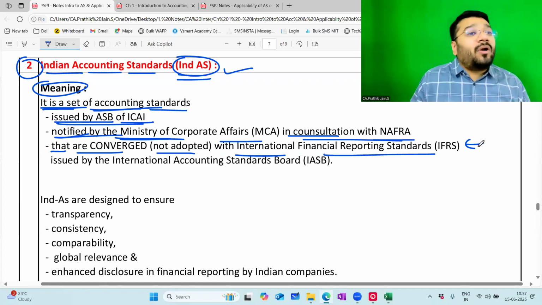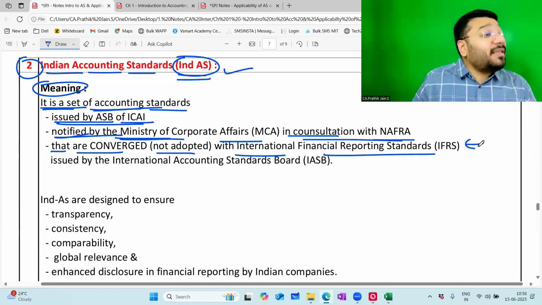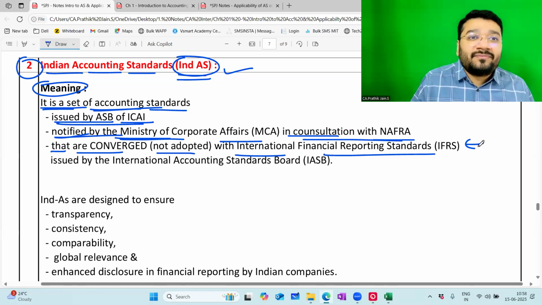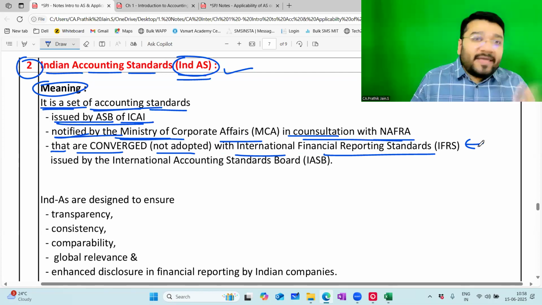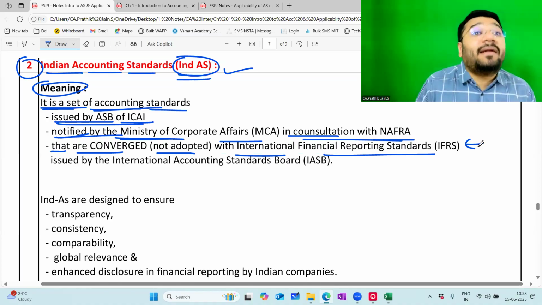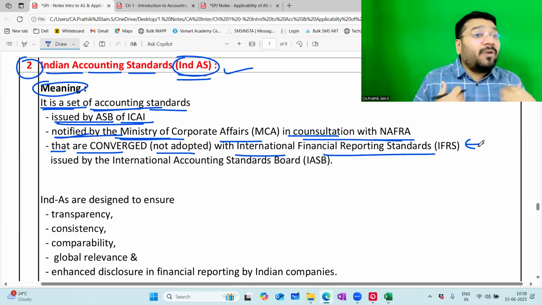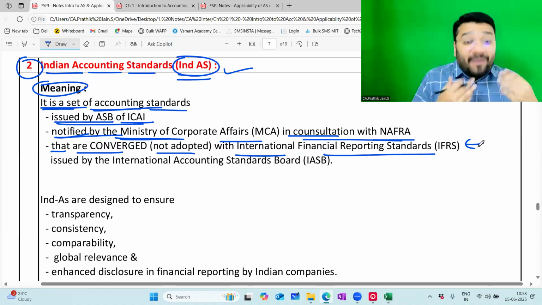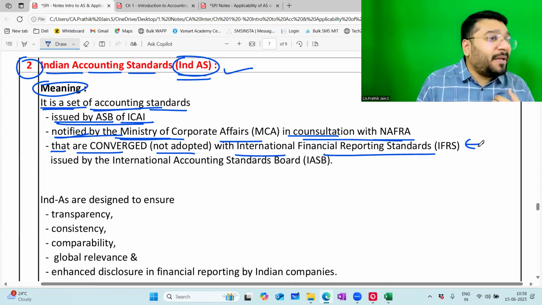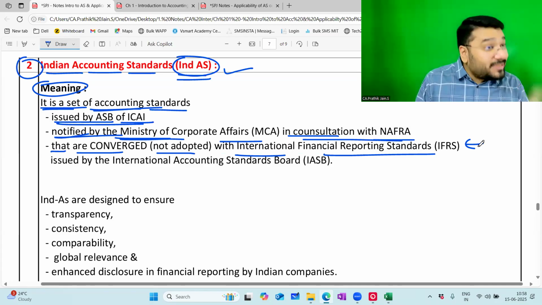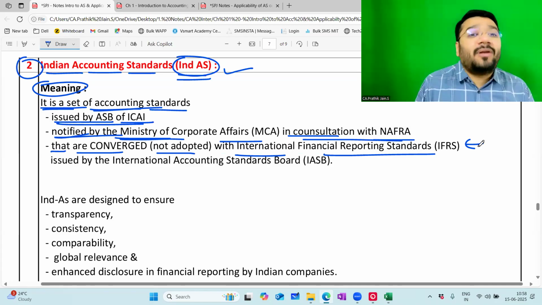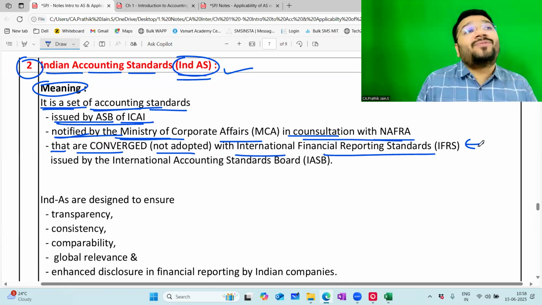So IFRS is what? Already an existing English language. But this English is very tough. It is not easy English. It is very complicated English. So we said that we can't adopt the complicated language because this is not suitable for our people. If I present this complicated language to our people, they will not have the interest in learning the language. So therefore, I have to make the language simplified. So I will not adopt your language as it is. I will try to converge with your language.